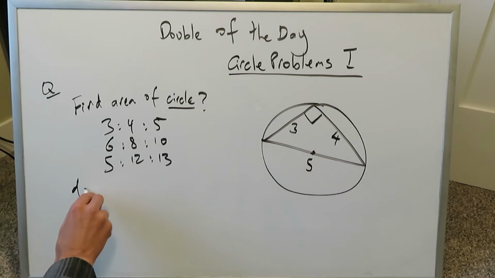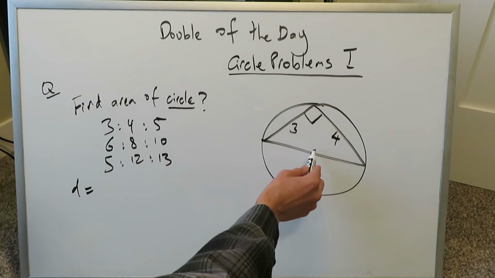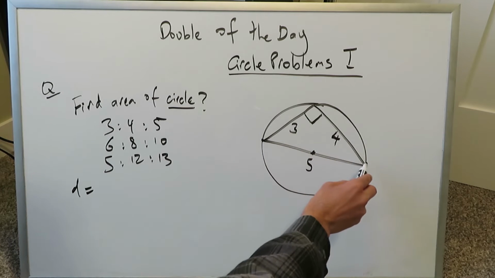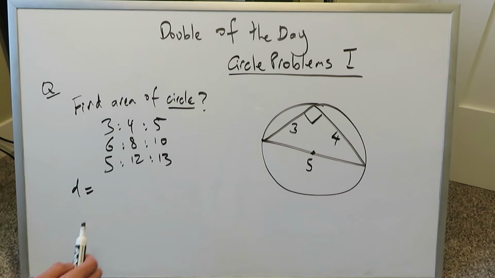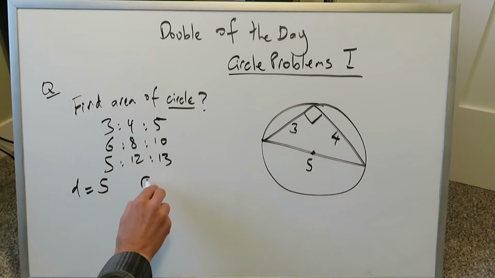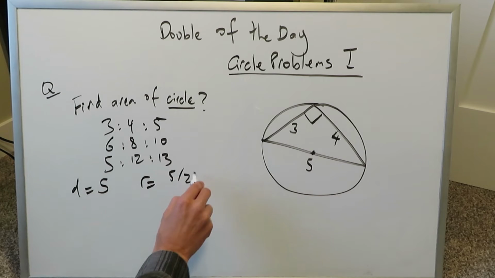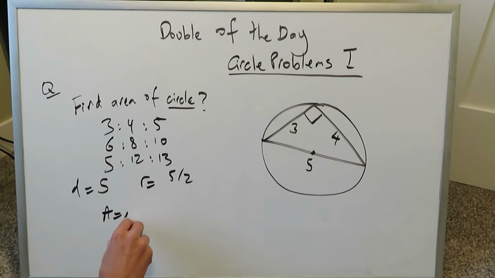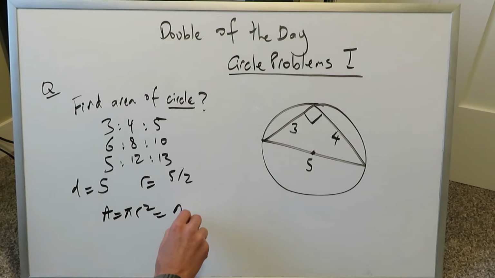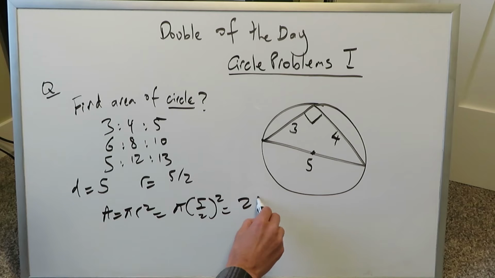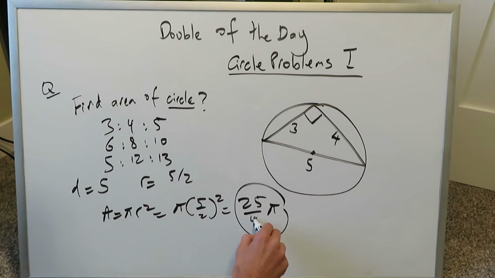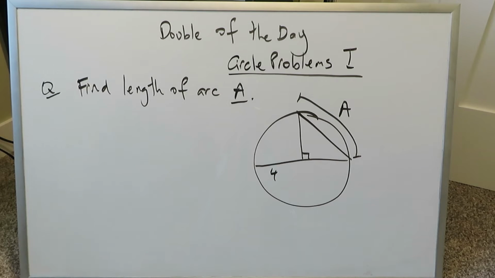If this is 3, this is 4 for this right triangle, the hypotenuse is a 5, and that's the diameter. We now know the diameter of that circle because this is a chord going from one side to the other side of the circle, through the center, and it's equal to 5. The radius must equal half of that, 5 over 2. Area is equal to pi r squared, which is pi times 5 over 2 squared, and your answer will be 25 over 4 pi, and that will be the answer you'd want to check off, and you'd be right.